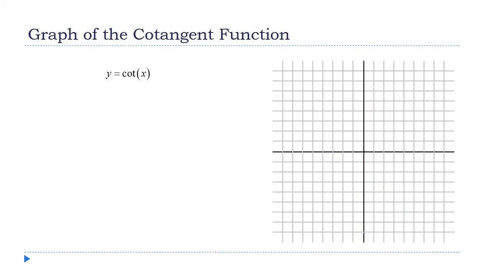Okay, last one. Cotangent function. We can think of the cotangent exactly the same way. This is cosine of x over the sine of x. So anywhere the sine is 0, we get a vertical asymptote. So we're going to have one at 0. We're going to have one at pi.